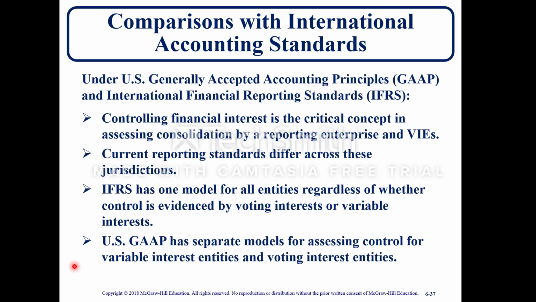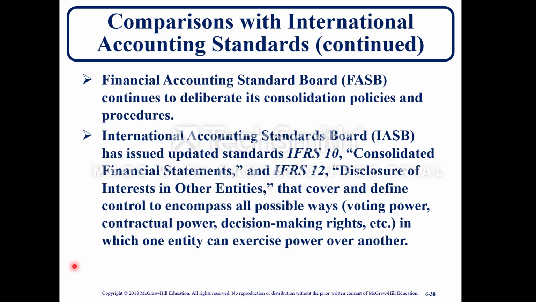Comparison of international accounting standards. Under U.S. GAAP and International Financial Reporting Standards, IFRS, the controlling financial interest is the critical concept in assessing consolidation by a reporting enterprise in the VIE. Current reporting standards differ across these jurisdictions. IFRS has one model for all entities regardless of whether control is evident by voting interest or variable interest, and US GAAP has a separate model for assessing control for variable interest entities and voting interest entities.